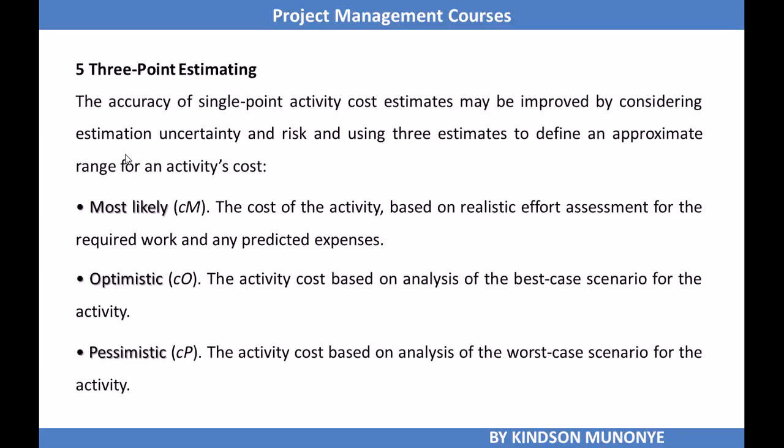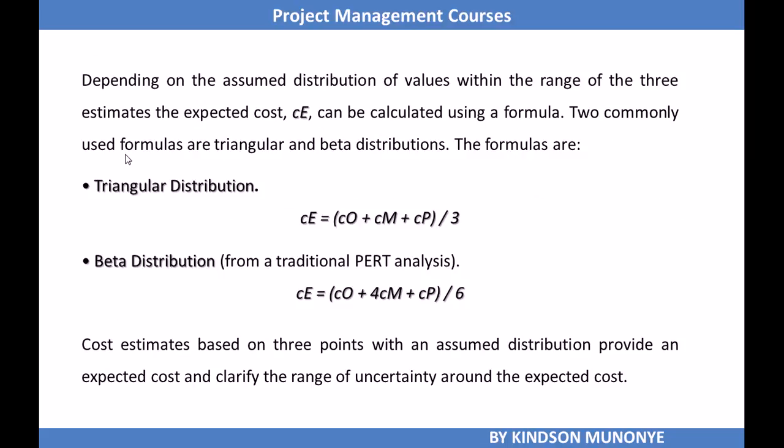We have 3-point estimating, which may be improved by considering estimation uncertainty and risks and using 3 estimates. So in 3-point estimating, 3 estimates are taken: the most likely based on a realistic approach, an optimistic estimate based on a best case scenario, and a pessimistic estimate based on a worst case scenario. So these 3 estimates, CO, CM and CP, are hooked together with a formula to generate a single estimate.